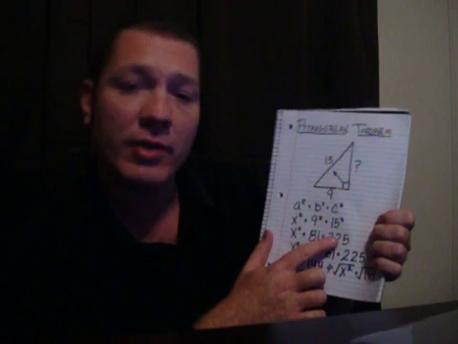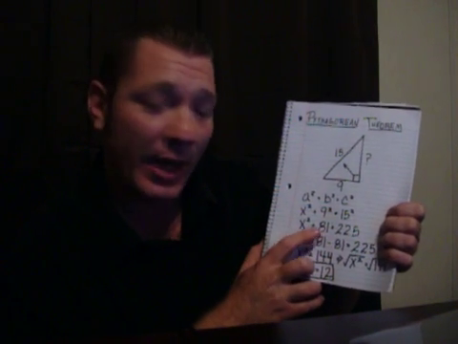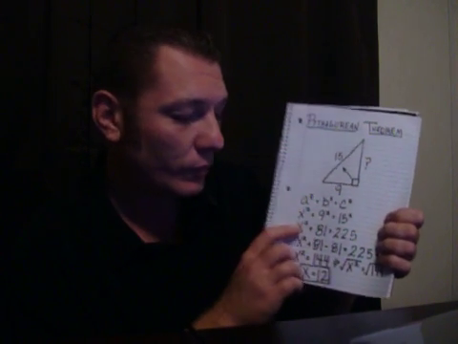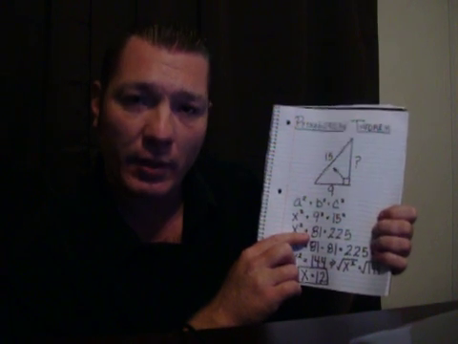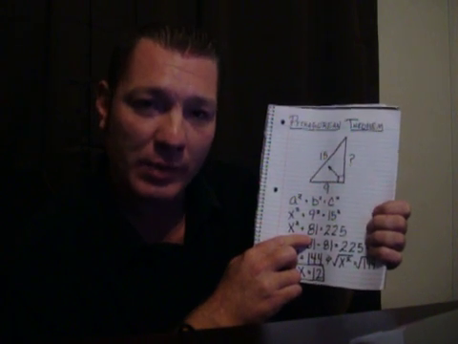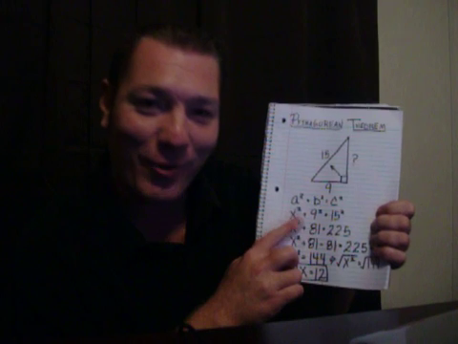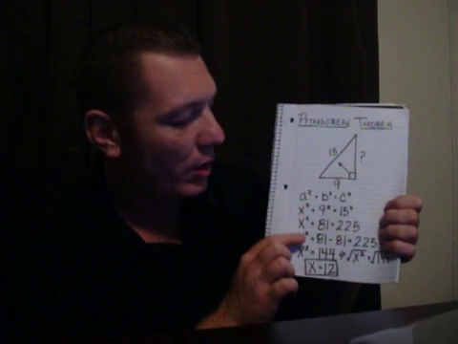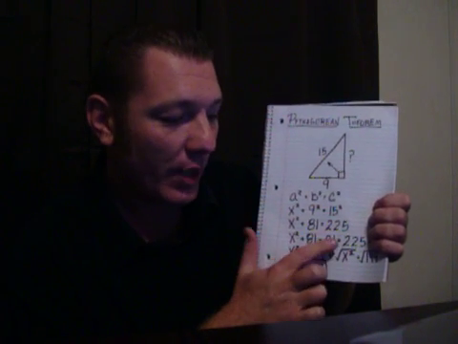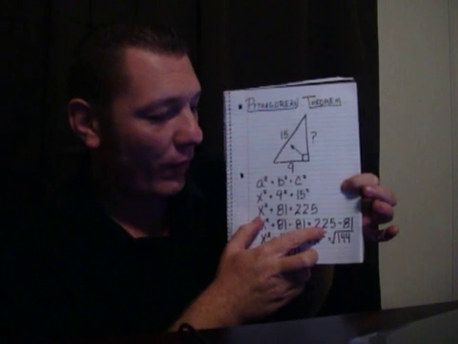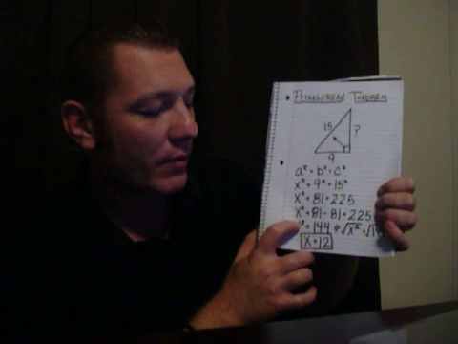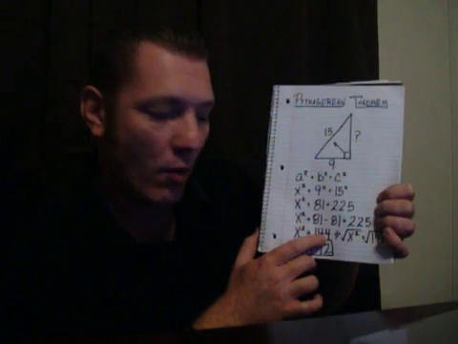15 squared is 225. In algebra, anytime we have an equation, we always want to get the x by itself. Here, it's a plus. So we do the opposite of addition, which is subtraction. We're going to subtract 81. And as we spoke earlier about, anytime you do anything to one side, you have to do it to the other side. So we're going to do x squared plus 81 minus 81 equals 225 minus 81. That's going to give us x squared equals 144.